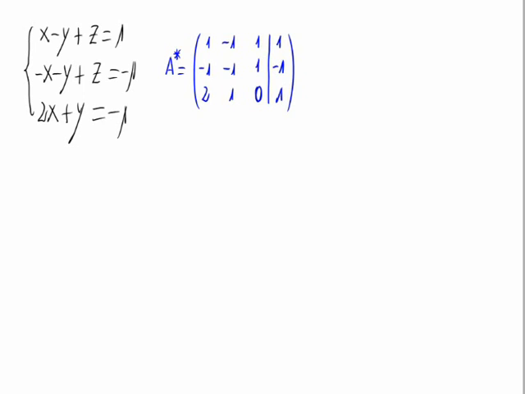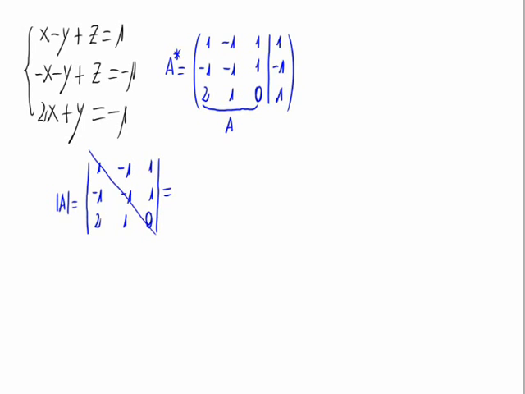As we can see, these are the results of the equations. Let's call this 3 times 3 matrix the matrix A, and let's calculate its determinant. The matrix A is 1, minus 1, 1. The second line is minus 1, minus 1, 1. And the third line would be 2, 1, 0.